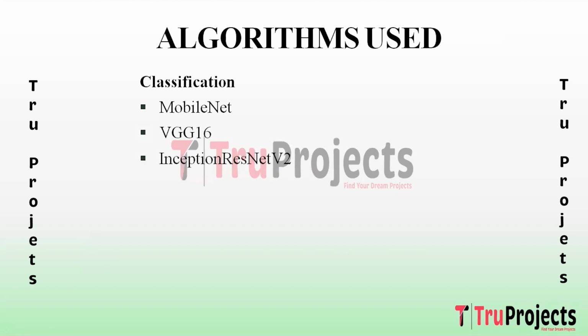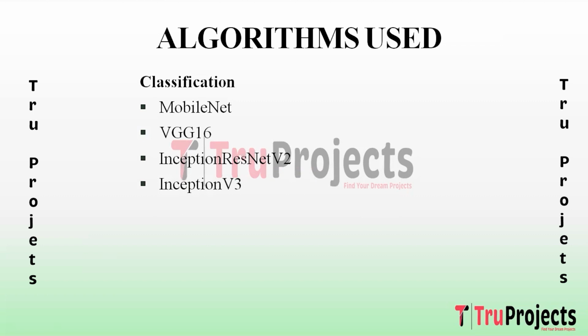The third algorithm used is Inception ResNet V2. So Inception ResNet V2 is a deep CNN architecture combining elements of the Inception architecture with residual connections. This fusion enhances feature learning and helps mitigate the vanishing gradient problem. Inception ResNet V2 is chosen for its ability to capture complex features in images, making it suitable for robust plant disease classification.